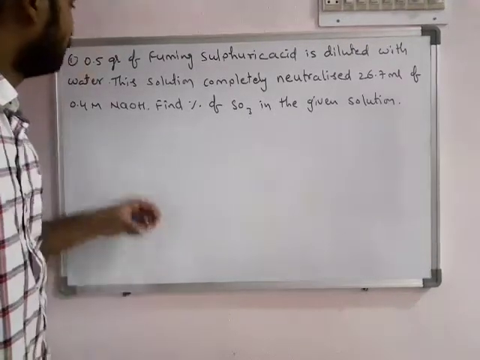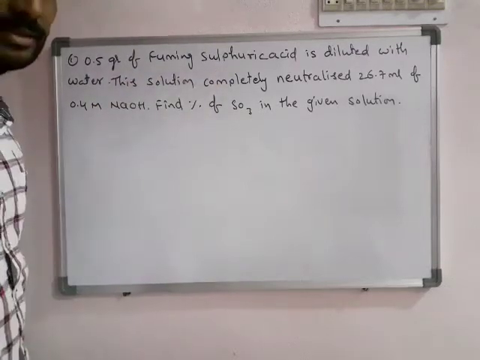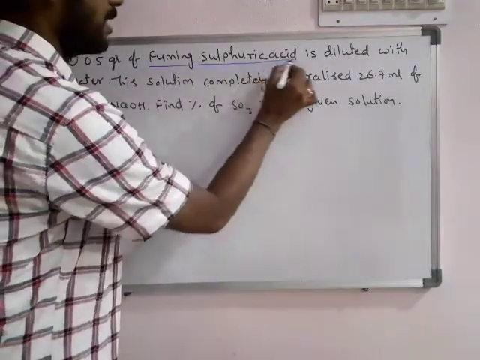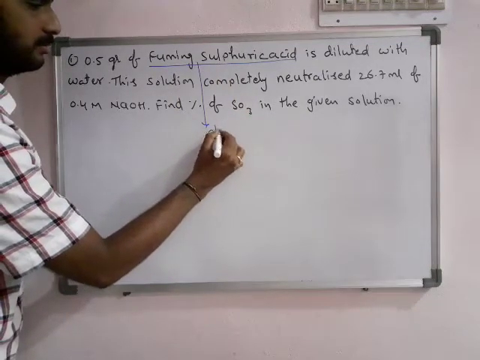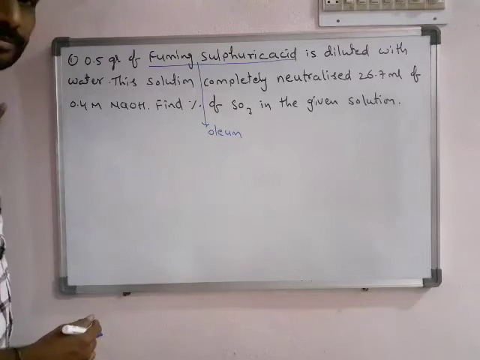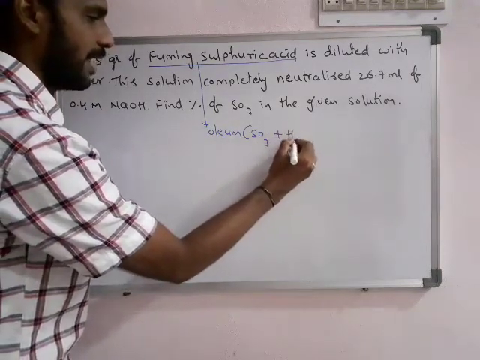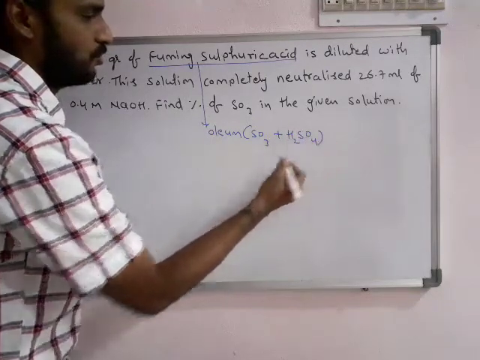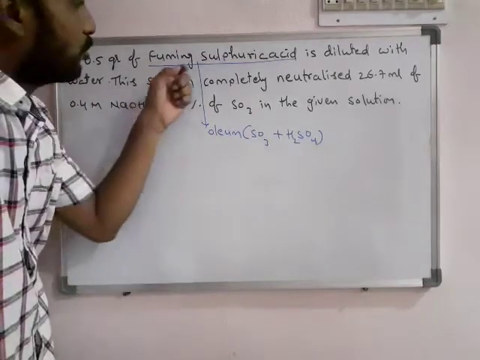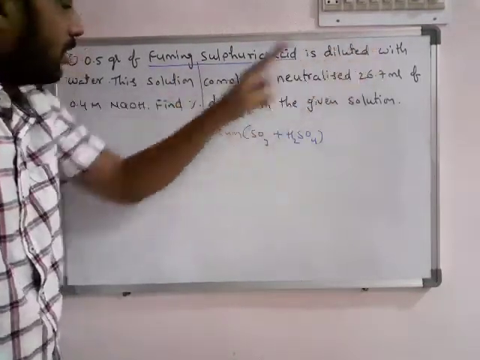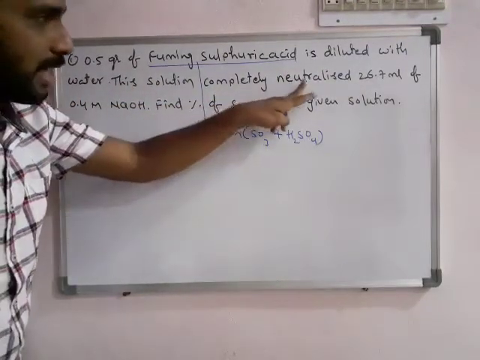Okay, see the first one. Here 0.5 grams of fuming sulfuric acid. So what is fuming sulfuric acid? Fuming sulfuric acid is known as oleum. It's a mixture of SO3 and H2SO4. Okay. This 0.5 grams of fuming sulfuric acid is diluted with some water, and this solution is completely neutralized.